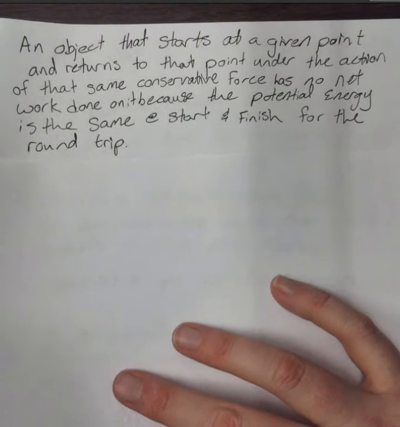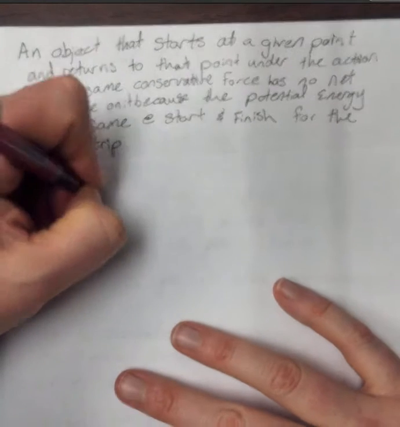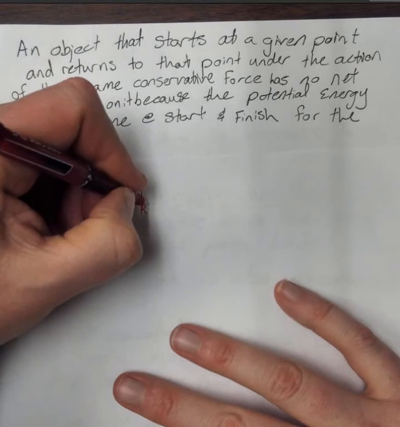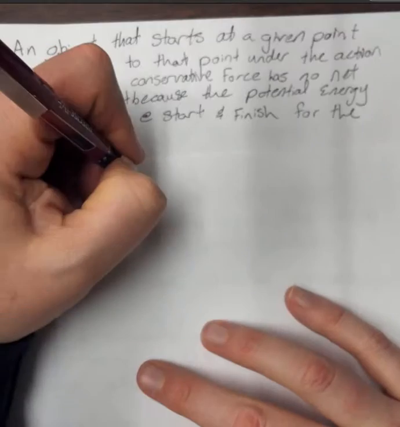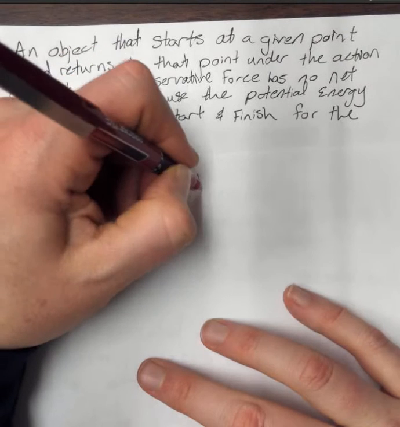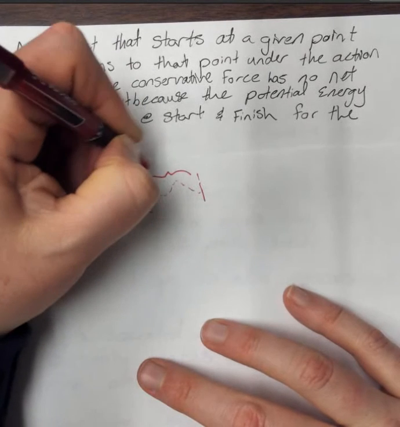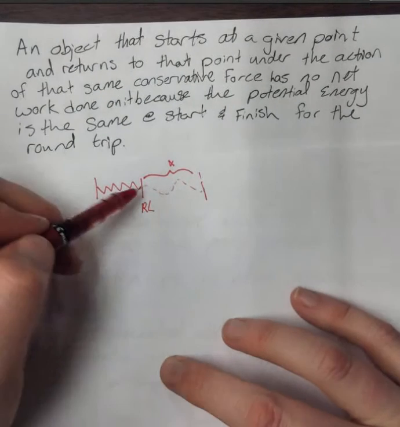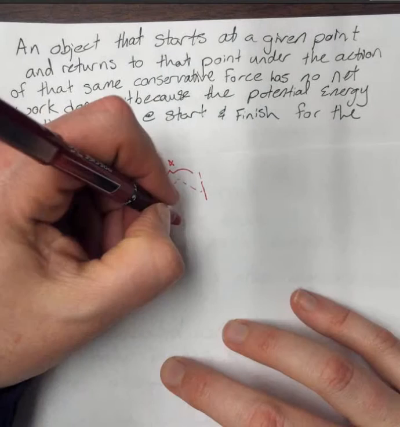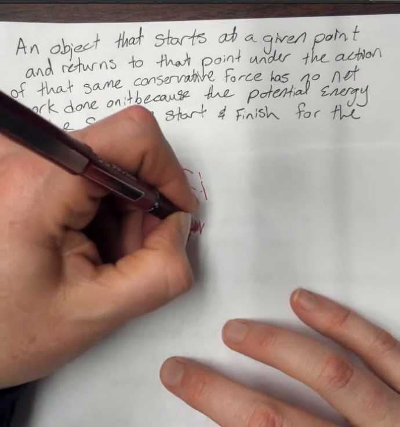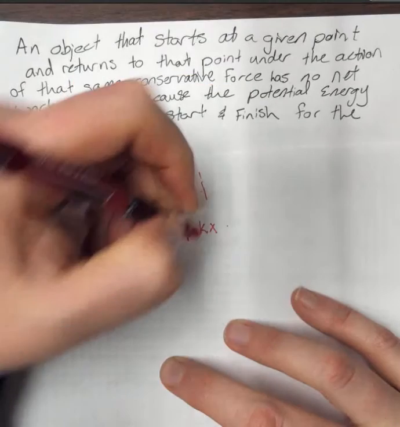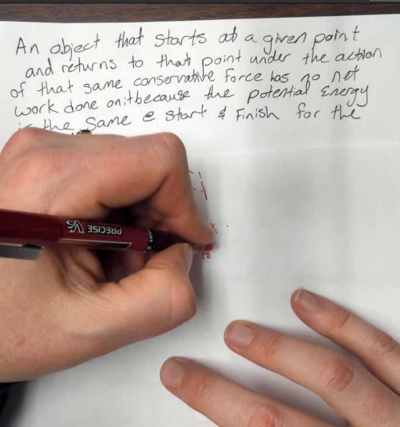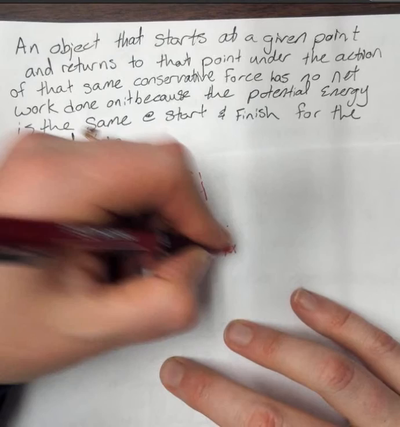It's gone forever. But imagine, if you will, you have a spring, and this is its relaxed length. Now imagine that you stretch that spring out this amount x. When you stretch this spring out this amount x, the applied force is going to be equal to kx, and it's going to be equal and opposite to the spring force, which is equal to negative kx.